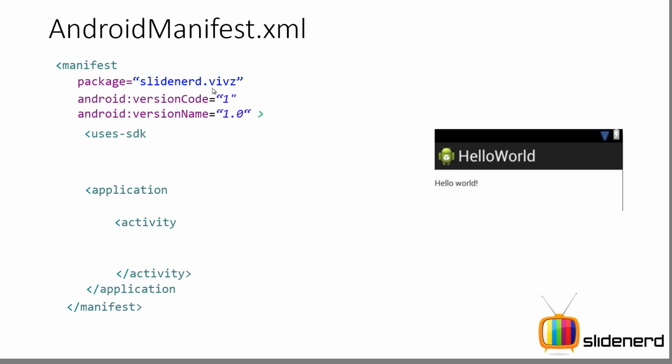This version is for your app 1.0, numeric and string representation of the same thing. Uses SDK, as I said, I want to develop my app for a minimum Honeycomb platform. That is, I have said minimum SDK version is 11. Target SDK version is 17. I'm saying that even though my minimum is Honeycomb, I'm actually making my app for Jelly Bean. That's the target SDK version.